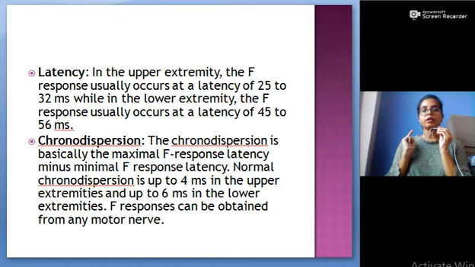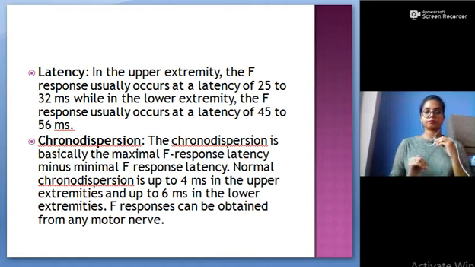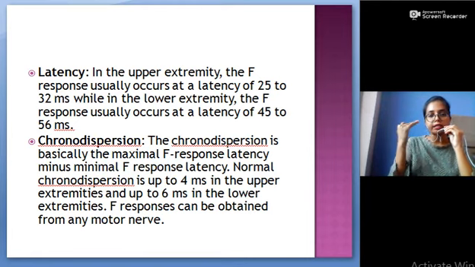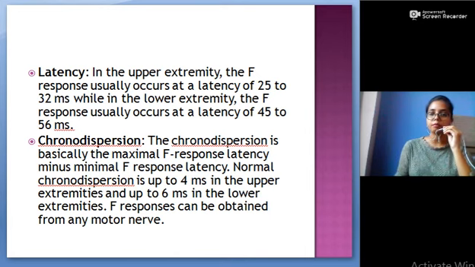In the upper extremity, the F wave response latency is 25 to 32 milliseconds. For the lower limb, it is about 45 to 56 milliseconds. Chronodispersion is whenever you take successive F waves, you will have a maximum latency and a minimum latency. The difference between the maximum latency and the minimum latency is known as chronodispersion.